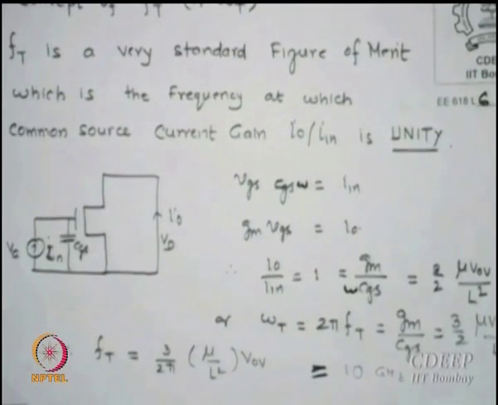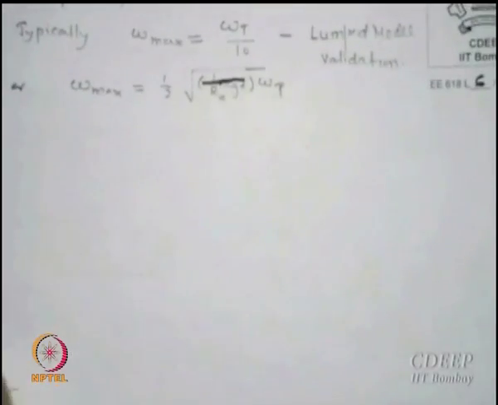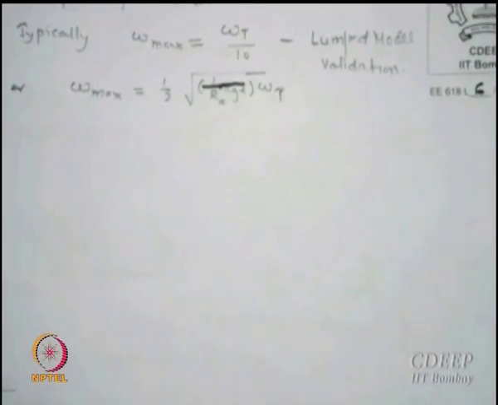And if I write this transistor FT, which is 3 by 2 pi mu by L square VOV, typically this may be much higher than gigahertz, tens of gigahertz. Typically it may be as high as 100 gigahertz. And we always say that the maximum frequency at which a circuit can function relatively correctly, correctly meaning our modeling, which is based on the lumped models of the device, is valid at that point. We discussed last time that the typical frequency could be one-tenth of the FT.